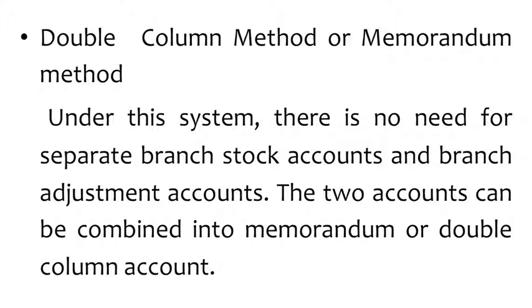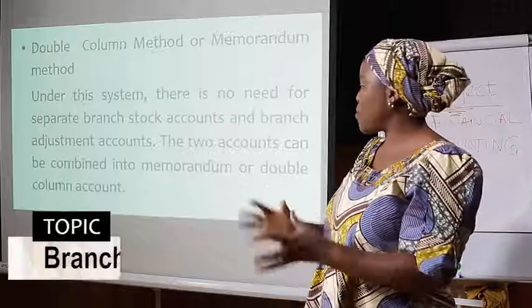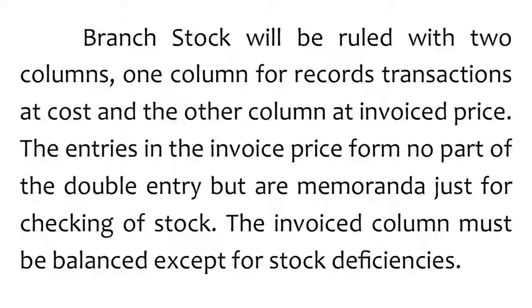Under this system, there is no need for separate branch stock accounts and the branch adjustments account. There is no need for this because the two accounts can be combined into a memorandum or a double column account. The branch stock will be ruled with two columns. One column for record transactions at cost and the other column at invoiced price. The entries in the invoice price don't form any part of the double entry. It doesn't form any part of the memorandum column entry. It is only used for the checking of stock.